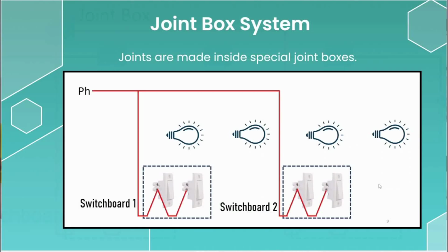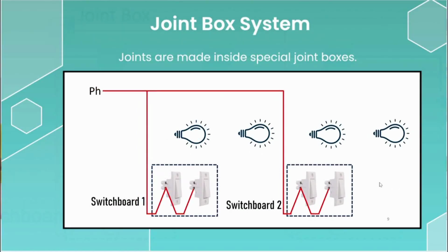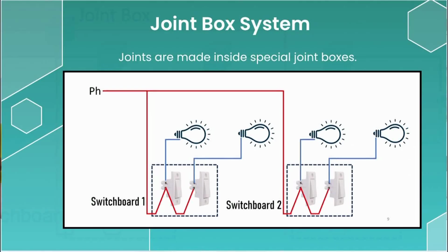Similarly, another branch is taken from the main phase wire at this T-joint to the second switchboard, where it is further connected to the switches of the second switchboard. After this, the other end of the switches are connected to the respective loads.